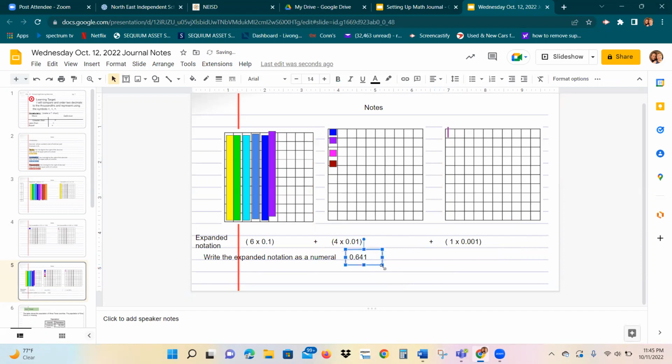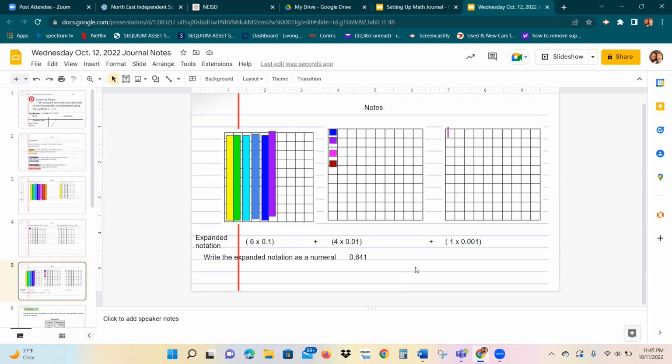You're going to see that on your unit test. Not this one, but something very similar with expanded notation. It could be an expanded form. And then what is it? Writing it as a numeral. Okay, any questions so far? Are we good? Thumbs up. If you have a question, raise your hand. The sub's going to have a copy of these notes so that you can ask her.